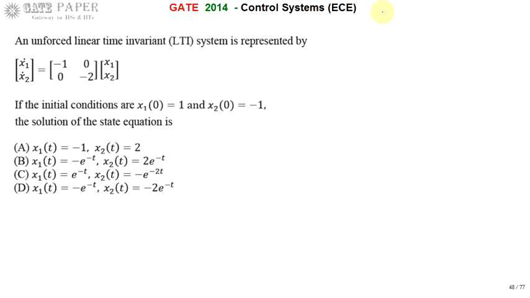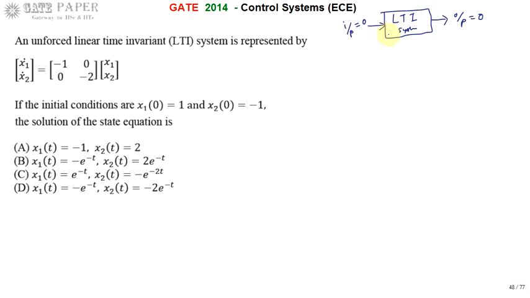Suppose there is an LTI system, a linear time invariant system. Generally we apply an input so that we get a response. Unforced means no input is applied, that is, the input is treated as 0. Whenever the input is 0 for any system, the response is also 0, so there is no output. So this is simply given as an unforced linear time invariant system.